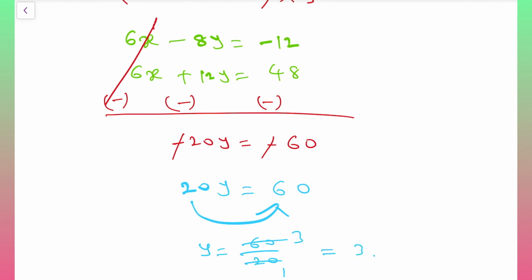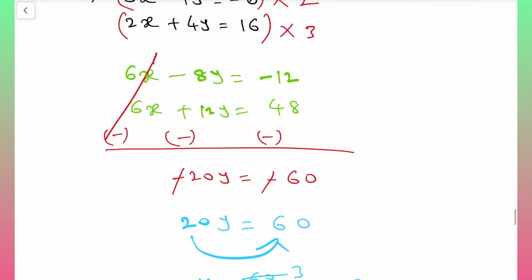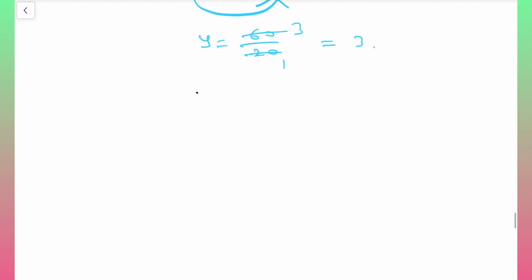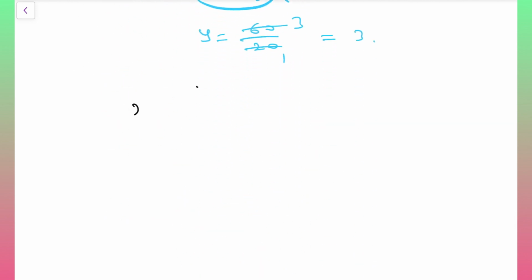Now this y value we need to take and substitute either in the first equation, or the second equation, or this third one, or this fourth one. Anything you take. The second one is looking a little easy. I'm taking the second one, that is 2x plus 4y equals 16.